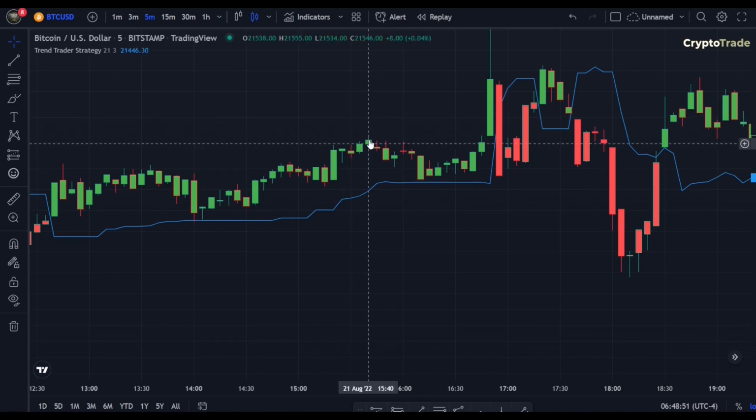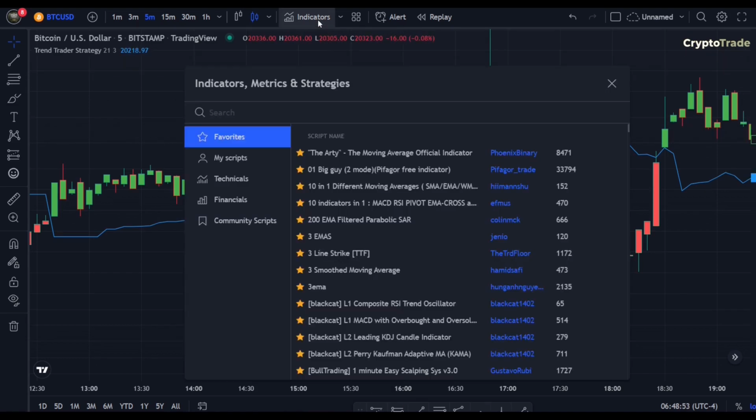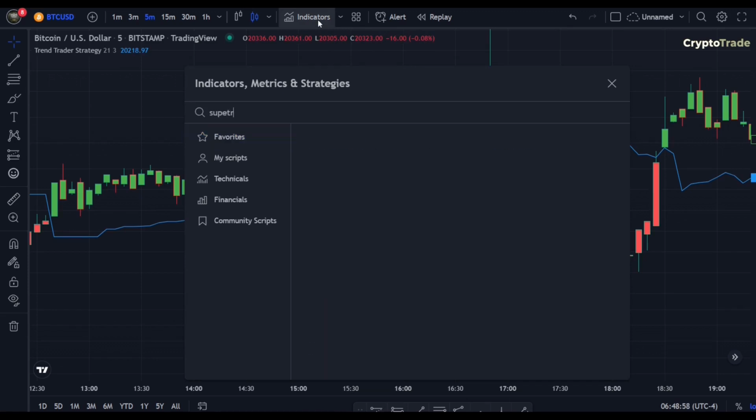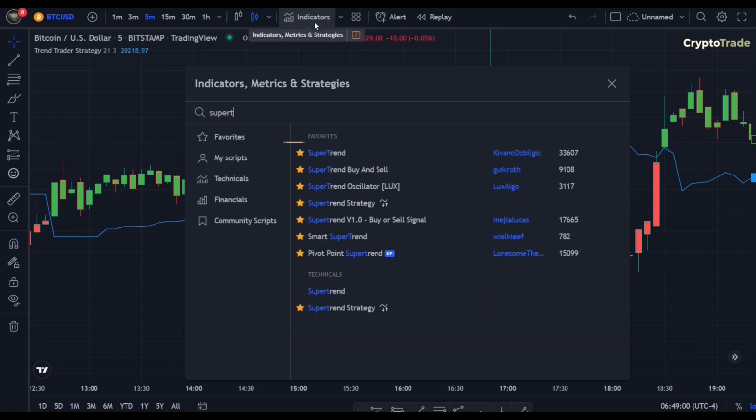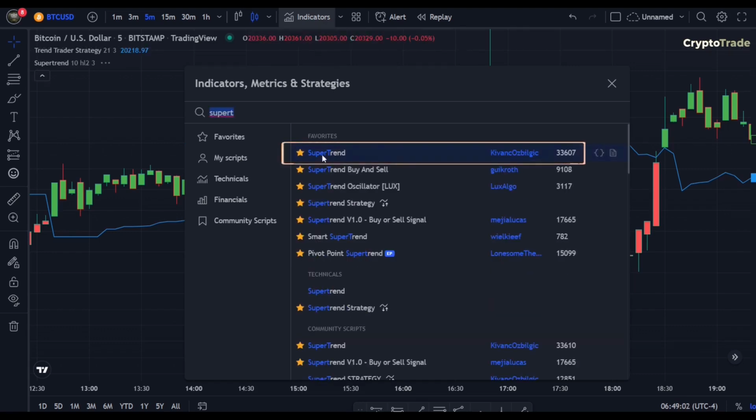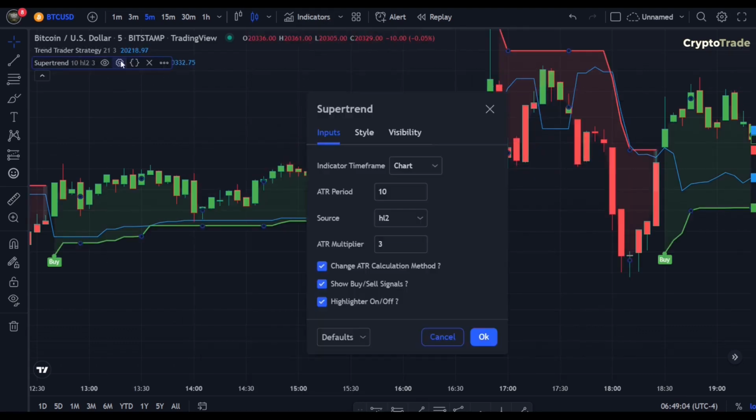To add the second indicator, open the indicator search box again and type Super Trend. Select this indicator, as shown here in the video. In Inputs tab, change the indicator time frame to 15 minutes.